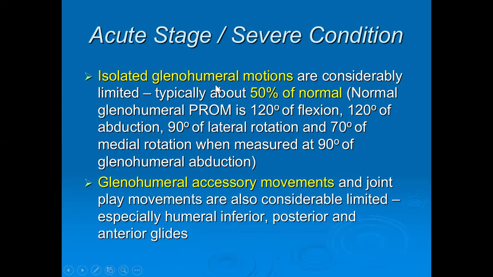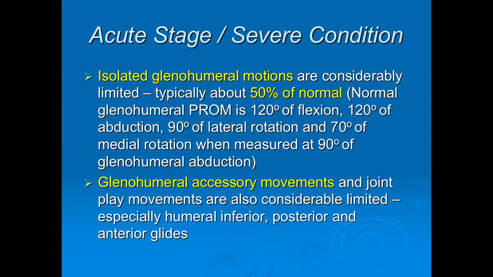Similarly, if we assess the passive motion in isolation, they will all be limited, typically by 50%, and distant from the normal. These are the normal passive ranges of motion: 120 of flexion, 120 of abduction, 90 of lateral rotation, 70 of medial rotation, and 90 of abduction.